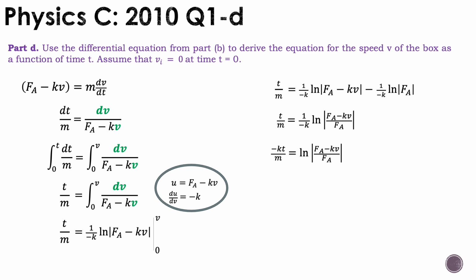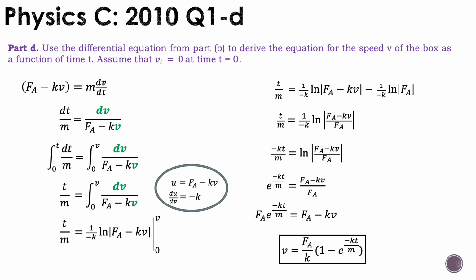I'm going to multiply negative k on both sides. And now I can solve for v. Remember, it wants a function for v, and I'm solving for v. So I'm solving for something that's inside of the logarithm. I'm going to have to use a log rule or convert it to e form. And now I need to solve for v. And that's our final answer.